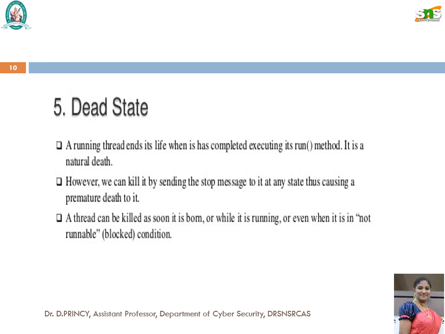Dead state. A running thread ends its life when it has completed executing its run method. It is a natural death. When explicitly we want to kill the thread or move it to the dead state, we can use the stop method. This is called premature death. A thread can be killed as soon as it is born, or while it is running, or even when it is in not runnable condition.